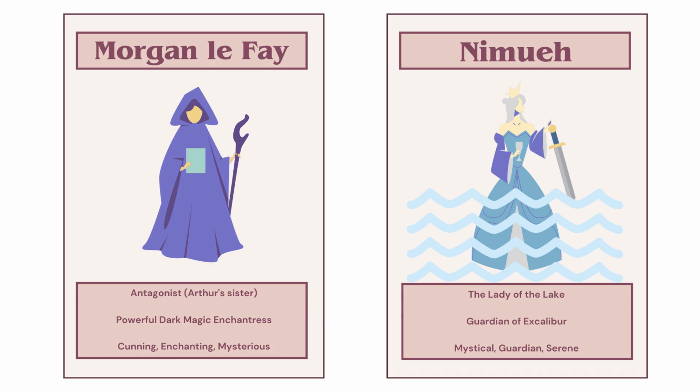Morgan Le Fay, or Morgana, is the antagonist, Arthur's sister. Sometimes in the story she's framed as a powerful dark magic enchantress. She's cunning, enchanting and mysterious. We have Nimue, the Lady of the Lake, guardian of Excalibur. She's mystical, she's a guardian, she's serene. Sometimes she's connected in the stories to Merlin as either a mentor figure or as a lover sometimes.